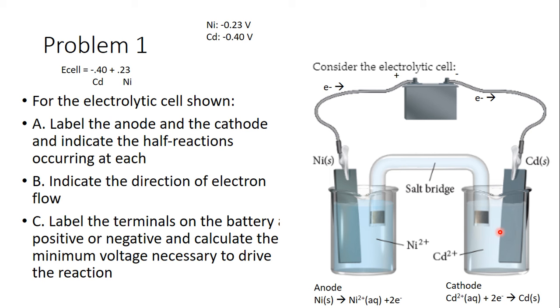Now, since we wrote down our half reactions, the direction of electron flow is relatively easy. Nickel is losing electrons, so electrons are going up, and cadmium's gaining electrons, so electrons are going down. And for the terminals on the battery, whatever way the electrons are flowing, it flows to the positive terminal, and they're leaving the negative terminal. And the way to remember this is that opposites attract. So electrons want to go to the positive, and if you're the same charge, you repel, so the electrons want to leave the negative terminal.